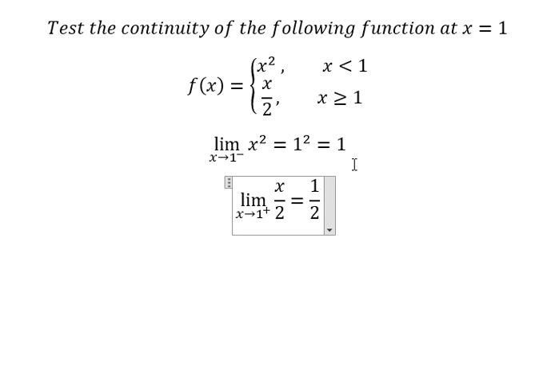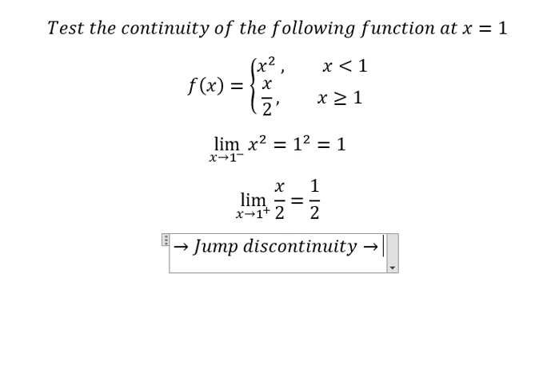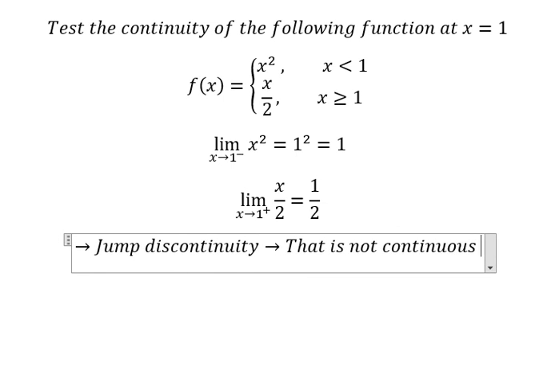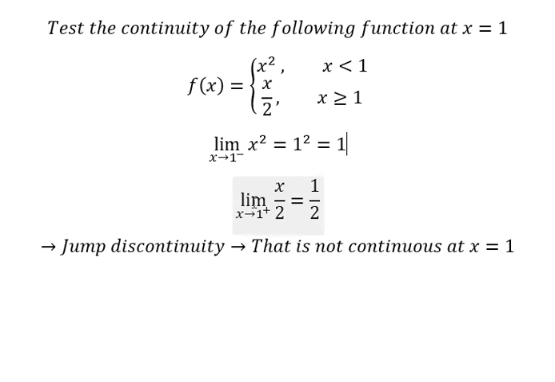And we can see that number 1 and 1 over 2, they are not the same. So that means in this situation, that's about discontinuity. So that is not continuous at s equals number 1 because on the left and on the right they are not the same.